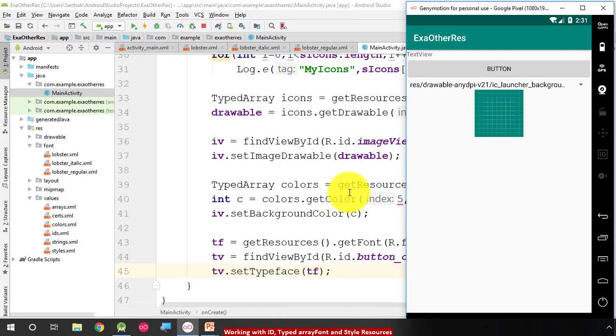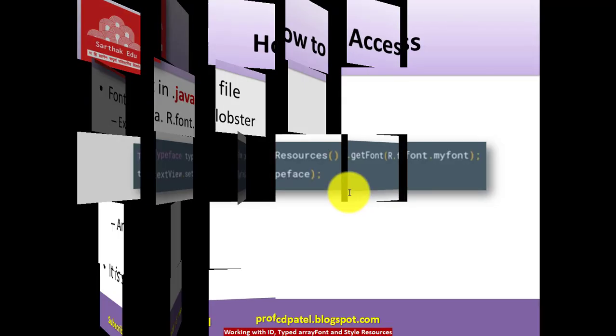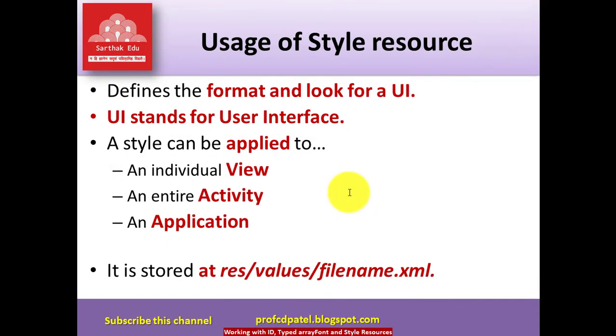Now, this is the time to understand about style. Style is used to define the format and look of the user interface. Style can be applied to an individual view, an entire activity, or an application. All kinds of style are stored in resource values with a specific file name with an XML extension.